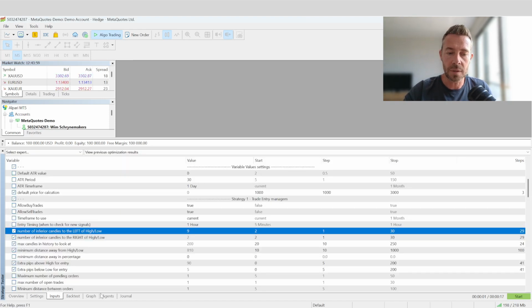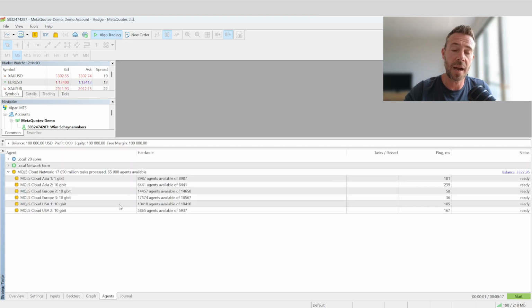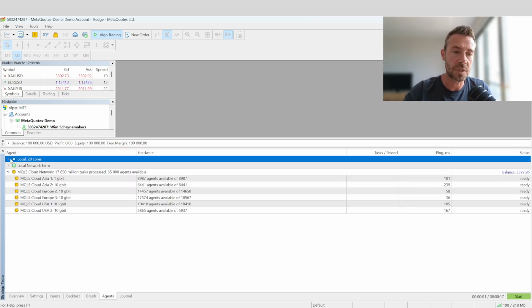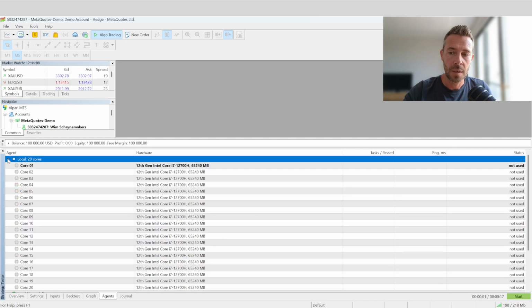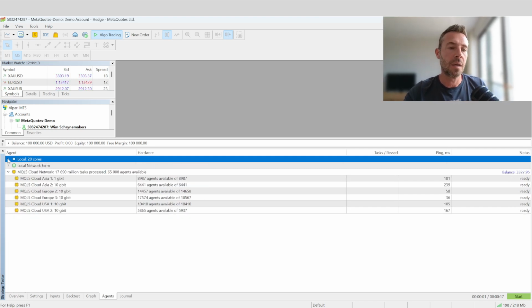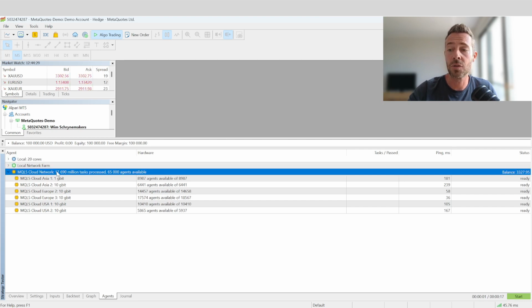Maybe one thing important: the way you can run the optimization process is by either using your own computer, which is this one, which works well, but it's just a bit slow, too slow for my taste. I always use the MQL5 Cloud Network. Now, it isn't free. It will use some of your MQL5 wallet, your money, but it goes a lot faster. So also for this example, I'm just going to use the MQL5 Cloud Network.